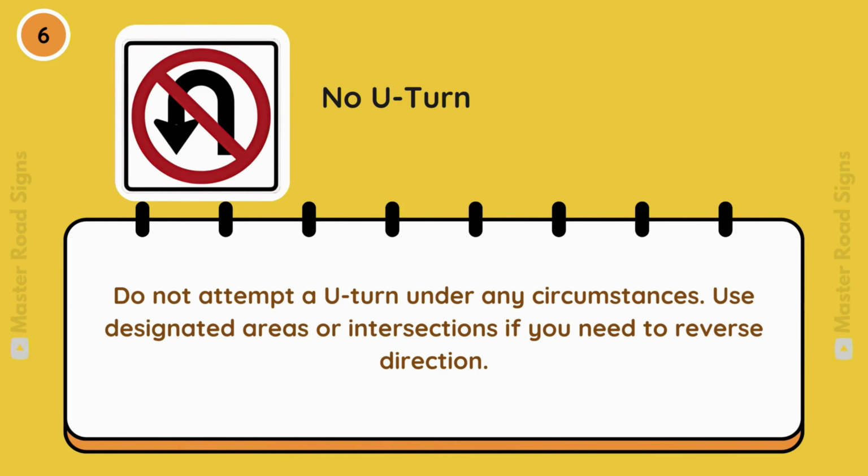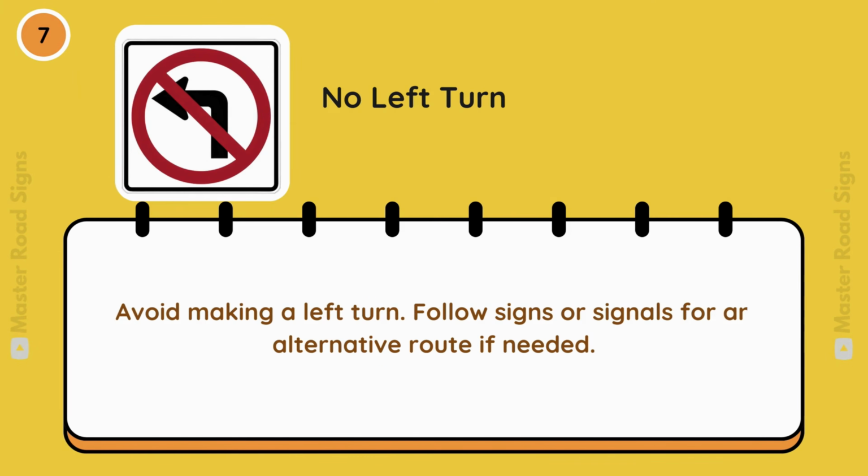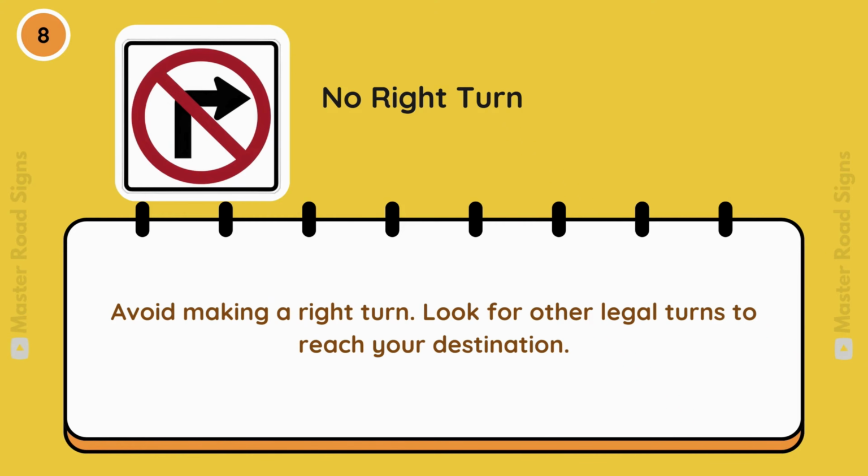No U-turn sign. Drivers must not attempt a U-turn under any circumstances. Use designated areas or intersections if you need to reverse direction. No left turn sign. Drivers must avoid making a left turn. Follow signs or signals for an alternative route if needed. No right turn sign. Drivers must avoid making a right turn. Look for other legal turns to reach their destination.